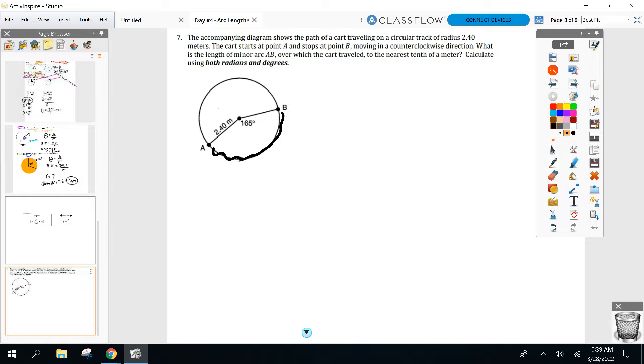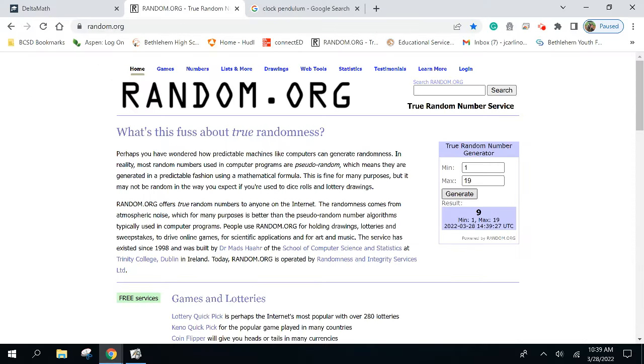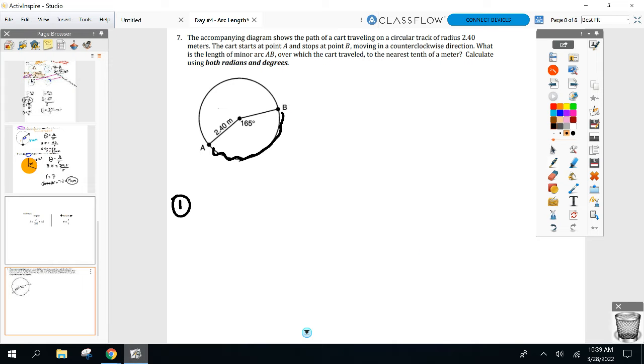And look, calculate using both radians and degrees. I'm going to force you to use both formulas here, just so I can prove a point. All right, ready for it? It's in degrees, so why don't we just use the degree formula first? That was what, day 2? All right, help me out. Given degrees, length of an arc.